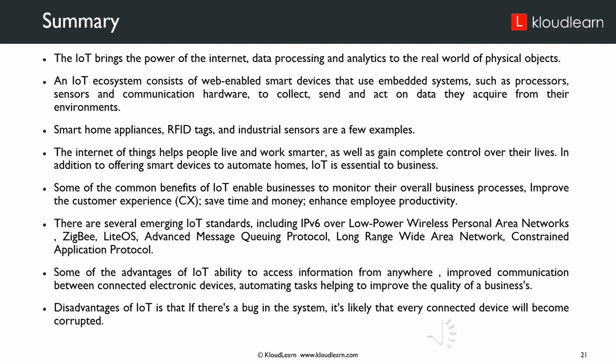Some of the advantages of IoT: ability to access information from anywhere, improved communication between connected electronic devices, and automating tasks, helping to improve the quality of a business. A disadvantage of IoT is that if there is a bug in the system, it's likely that every connected device will become corrupted.